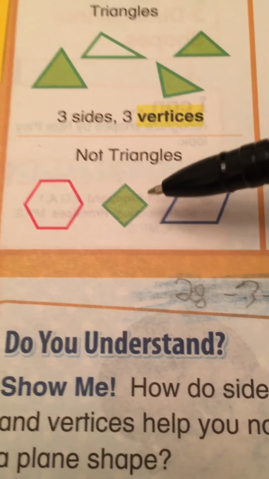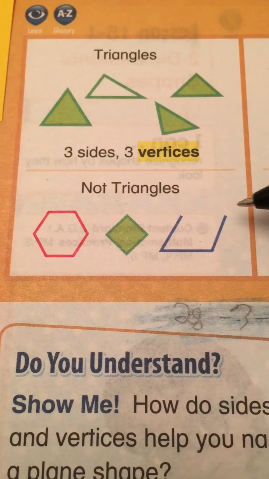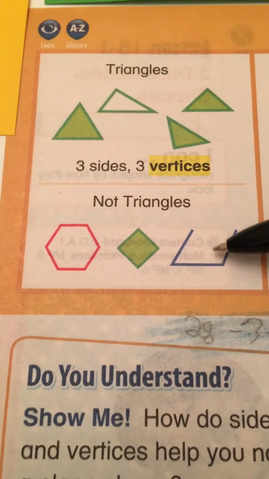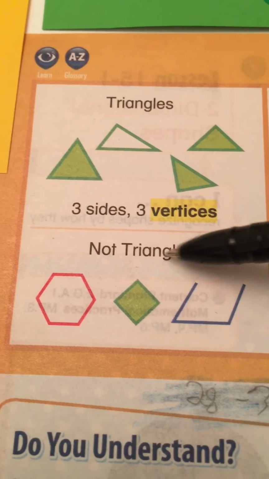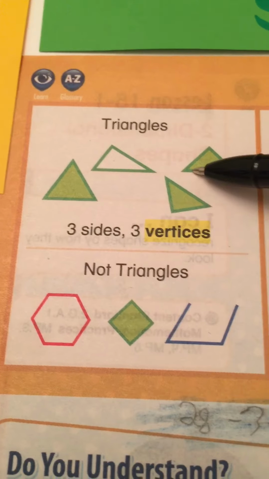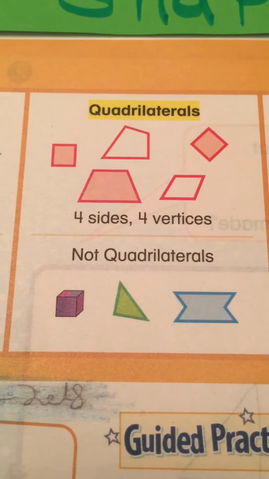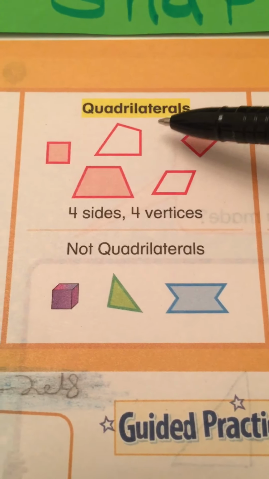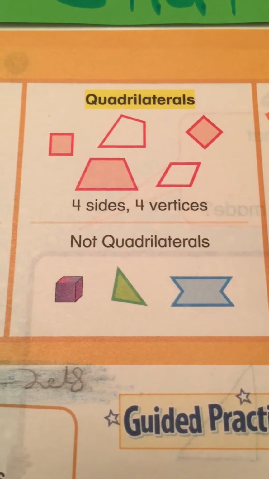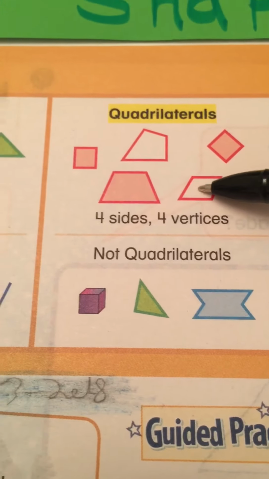And if you look down here, this has more than 3 sides, this is more than 3, and this is not even a closed shape but also has more than 3. So these are not triangles. Triangles have 3 sides. And let's see the quadrilateral. So this one has 4 sides, this has 4 sides, 4 sides, and 4 sides.